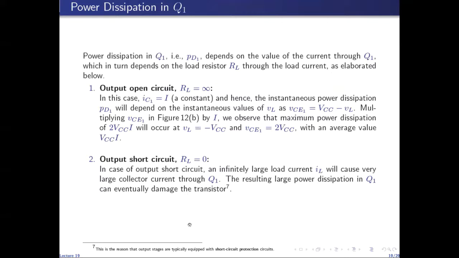So if this condition persists, then this large power dissipation will eventually burn the transistor. This is why almost all of the output stages are typically equipped with short circuit protection circuits, which sense whenever the output is shorted to ground, and protect the transistors in the class A amplifier and in the output stages from getting burned up.